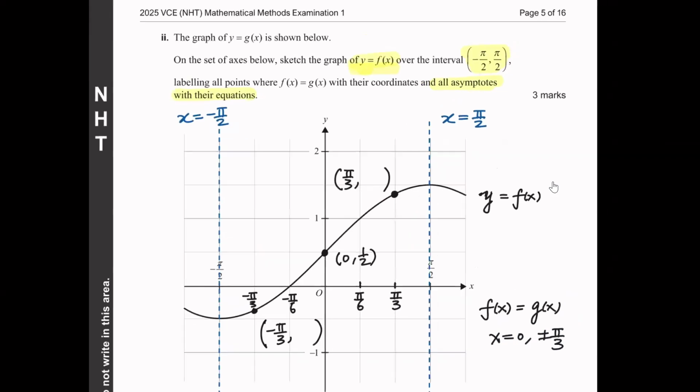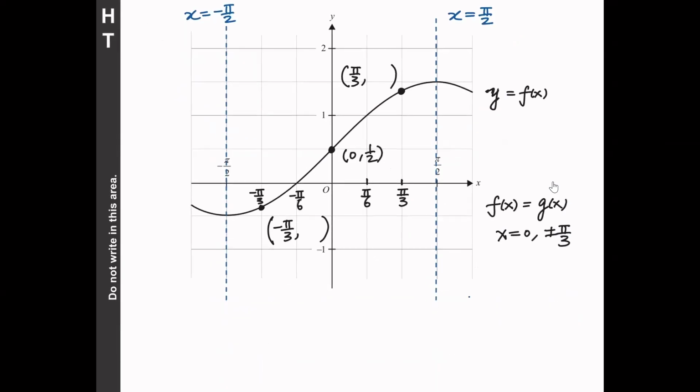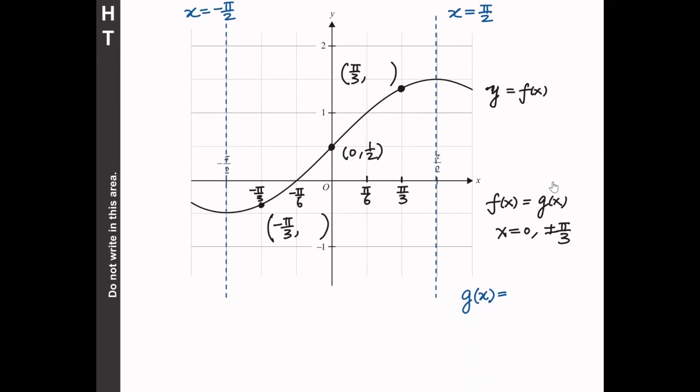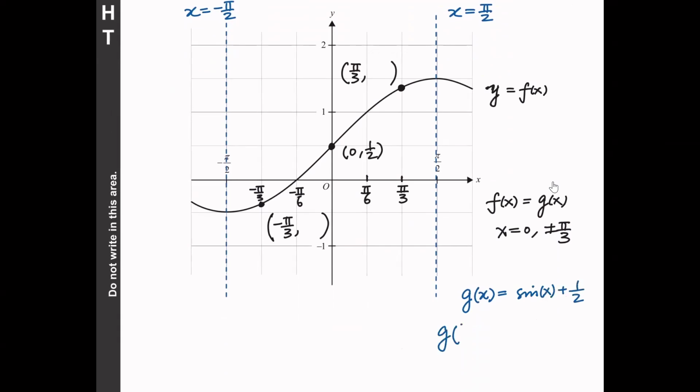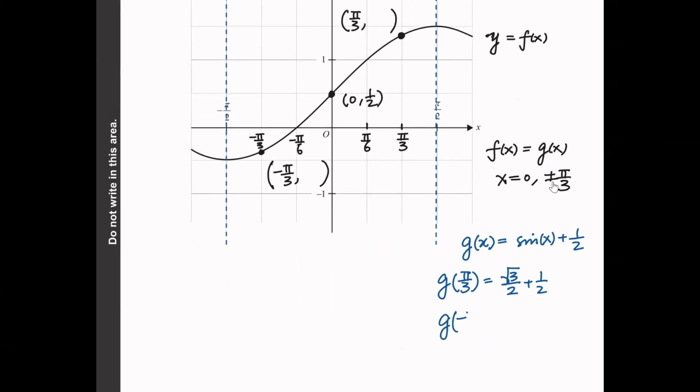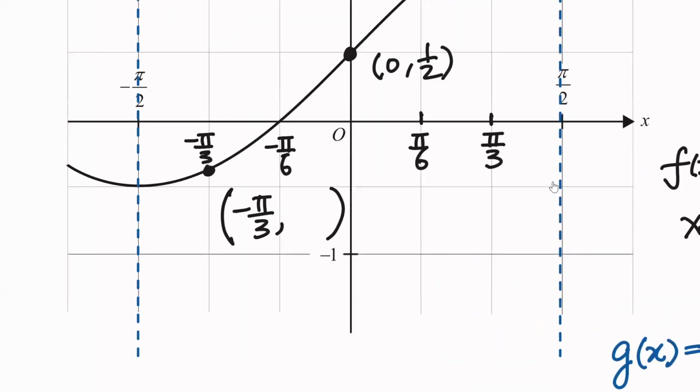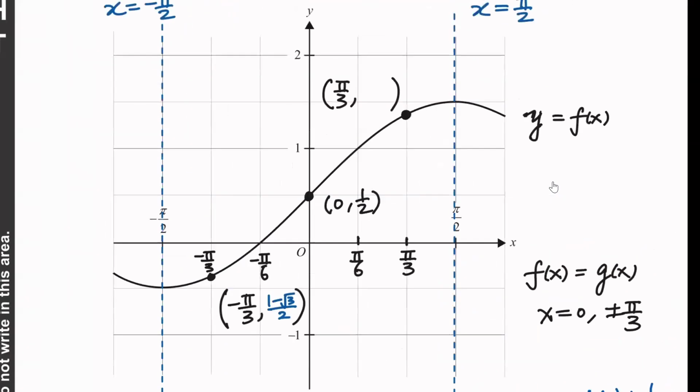Just be aware, your g(x) equals sine x plus half, if I'm not mistaken. So g(pi on 3) is sine pi on 3, which is root 3 on 2, plus half. And g(minus pi on 3) is going to be minus root 3 on 2 plus half. So actually, for this value here, I can write 1 take away root 3 divided by 2, exact values only. And this is 1 plus root 3 on 2.